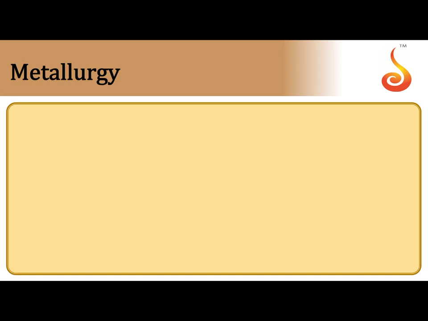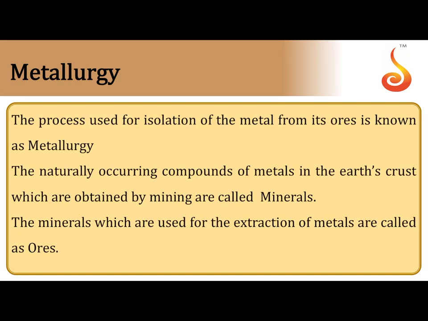So the minerals are the compounds in which metal is present in positive oxidation state. The process used for isolation of the metal from its ore is known as metallurgy. The naturally occurring compounds of metals in the earth's crust which are obtained by mining are called minerals.